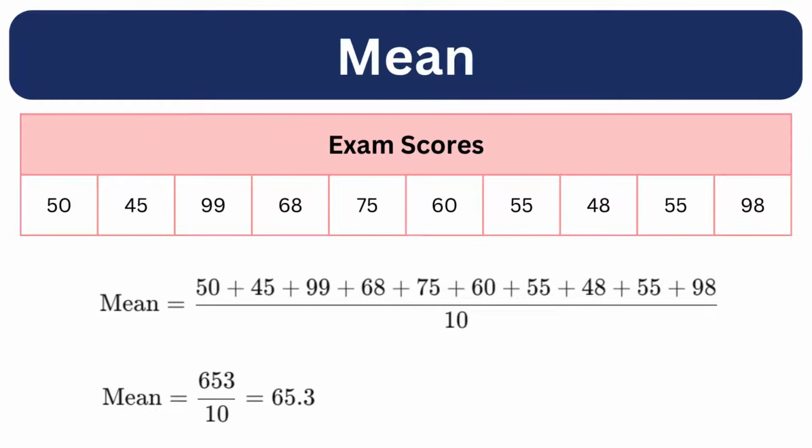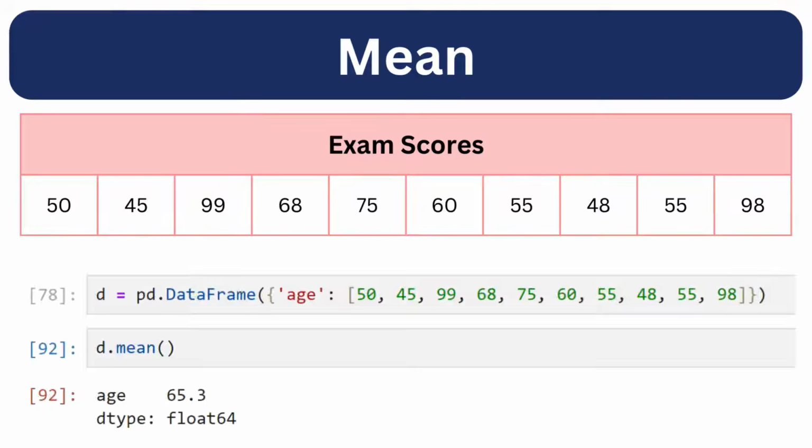The mean is 65.3. Do you think it is the true representative of the central tendency of data? The mean gives us a general idea of the average scores, but it can be influenced by the extreme values, also known as outliers. In Python, you can use the mean function to calculate the mean values.